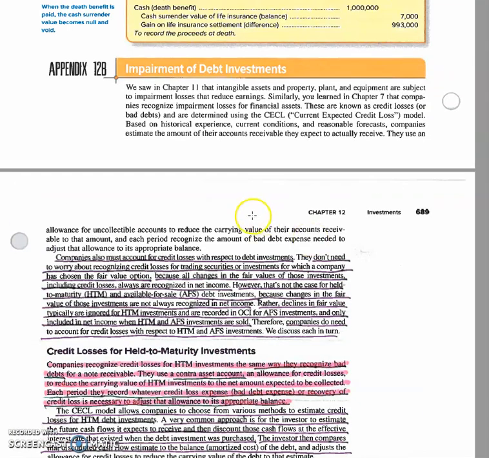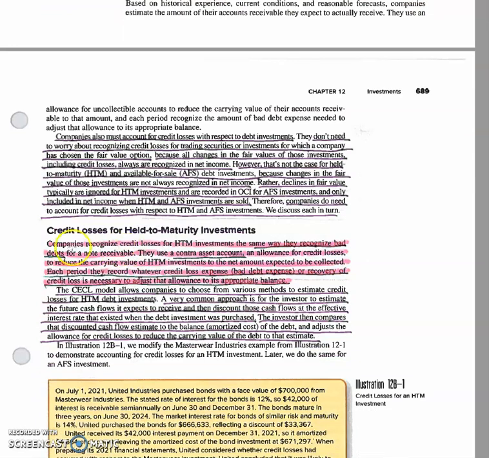And then in the Appendix 12B, they get into the whole discussion about credit losses for held to maturity and available for sale securities. And remember, for both of those, any credit loss, well, let me just read part of this. And this is true for both held to maturity and available for sale investments. Companies recognize credit losses for held to maturity investments the same way they recognize bad debts. For a note receivable, they use a contra asset account, an allowance for credit losses, to reduce the carrying value of the held to maturity investments to the net amount expected to be collected.